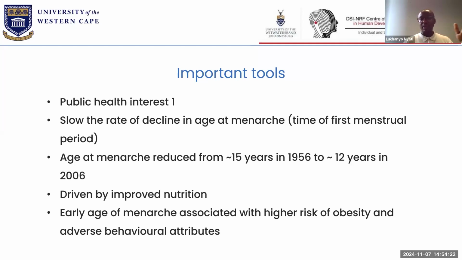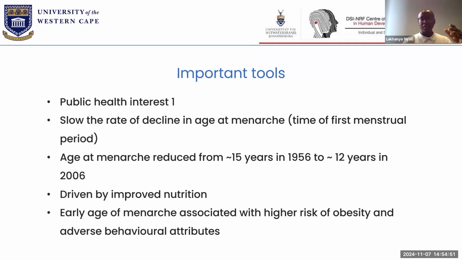So, for example, data from South Africa show that the age of menarche reduced from around 15 years old, the first time on average that young girls experienced a menstrual cycle, in the 1950s. Today, it is an average of around 12 years, all right?